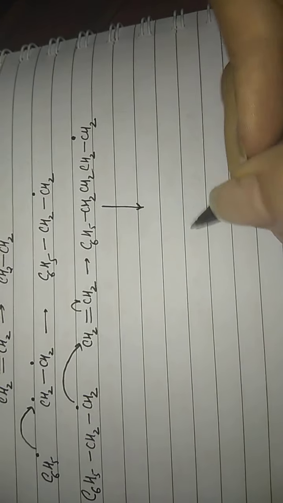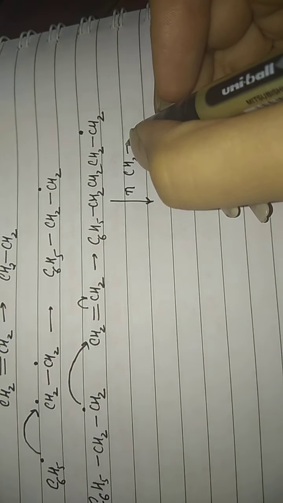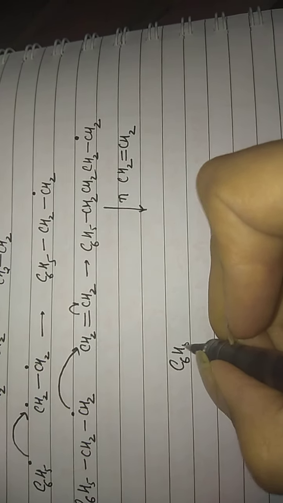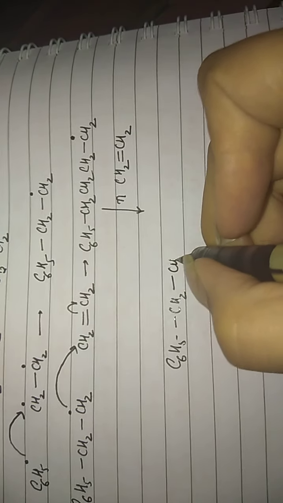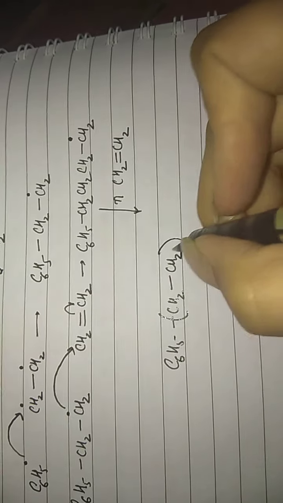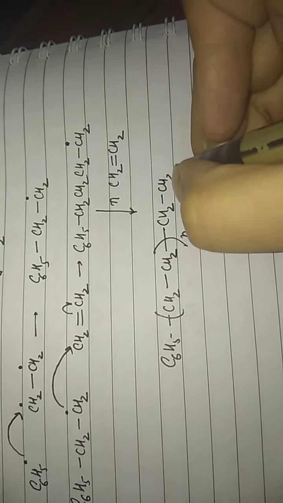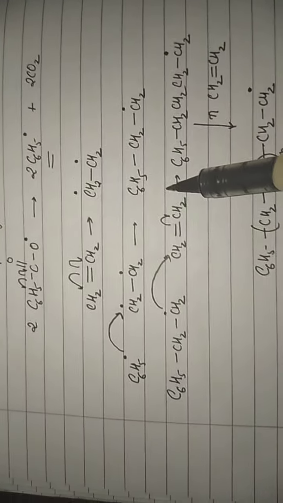Similarly, this process is going to repeat itself. So we can write n: this is going to react with n number of ethene molecules, giving me the final product C6H5 CH2 CH2 n number of times, and then CH2 CH2 and the free radical. Fine. So this was your chain initiation up till here.